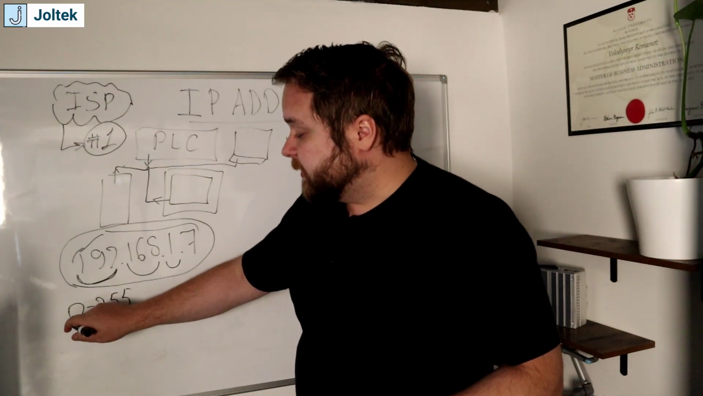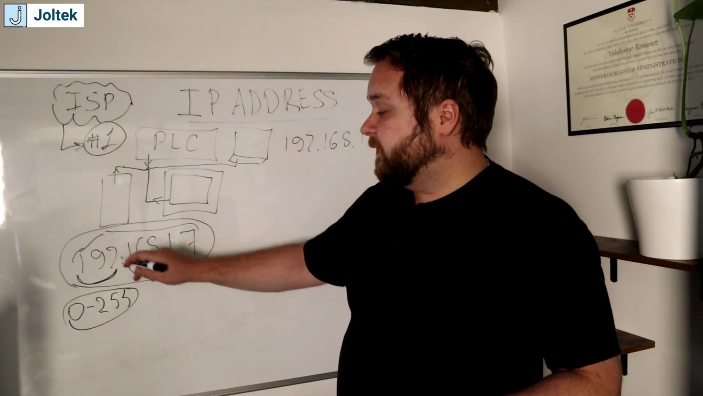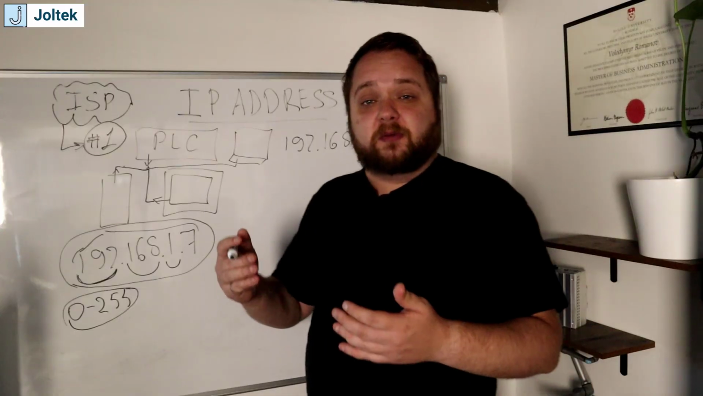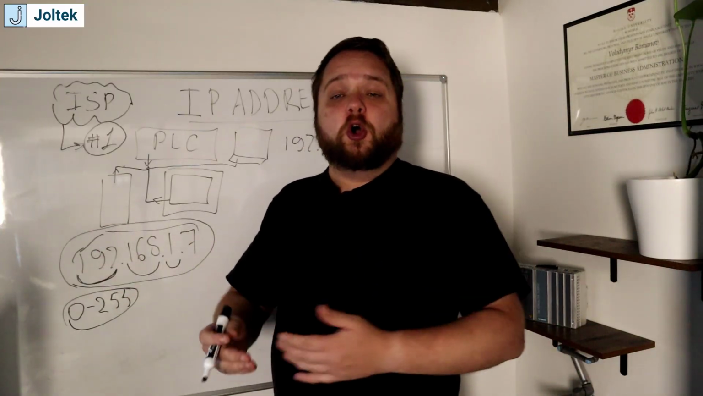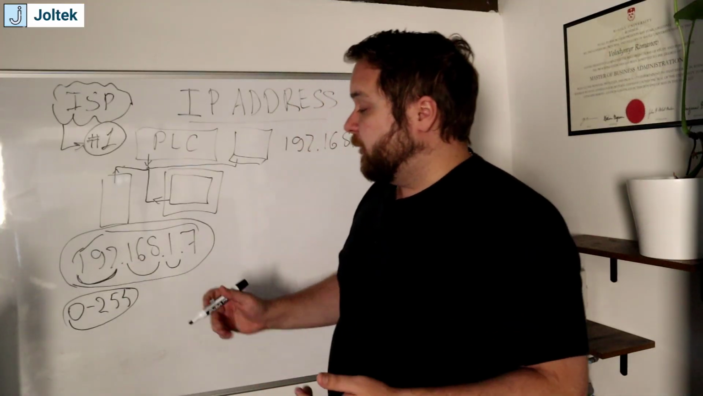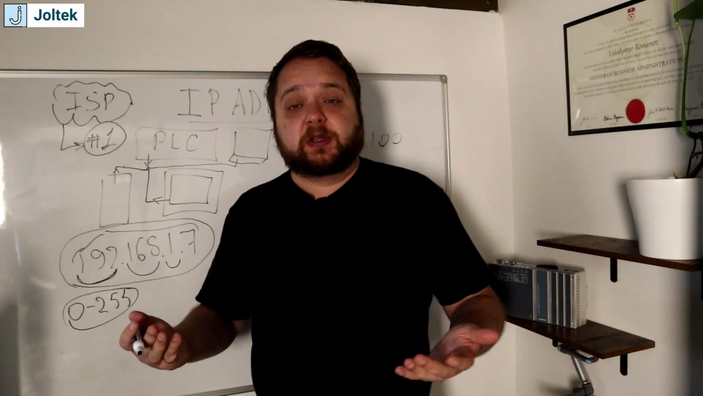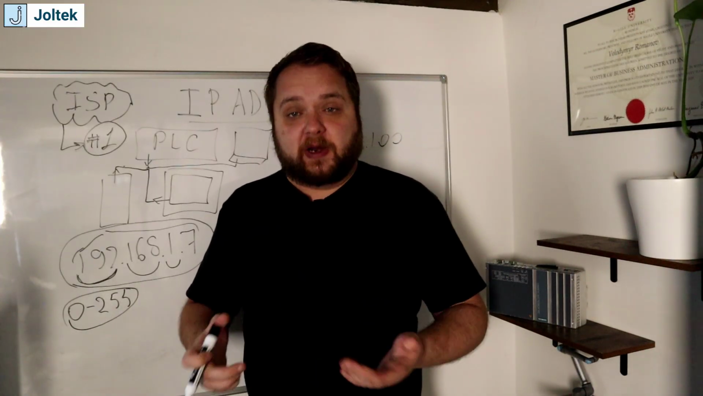But the general answer is you can assign anything from 0 to 255 in every octet. So basically you're going from 0.0.0.0 all the way up to 255.255.255.255. Now, as I've mentioned, 192.168.1.x is a commonly used scheme for private networks.